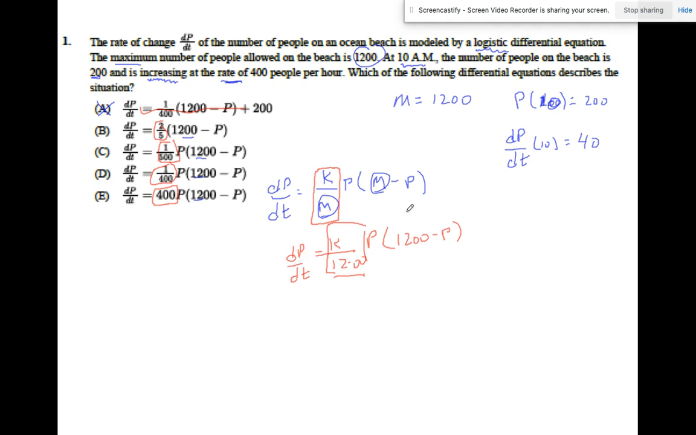What can I do now from here? Oh, I know dP dt at a certain time, don't I? I know the rate of change is 40. Well, what do I care that it's at 10 a.m.? How does that help? I don't have anywhere to put 10. Oh, wait. You know the population then, don't you? Don't you know the population at that point? At 10 a.m.?